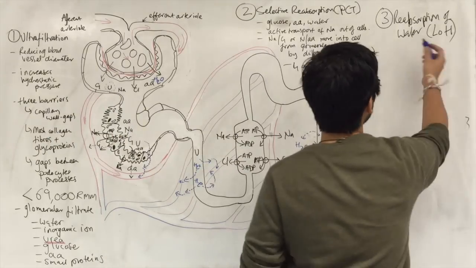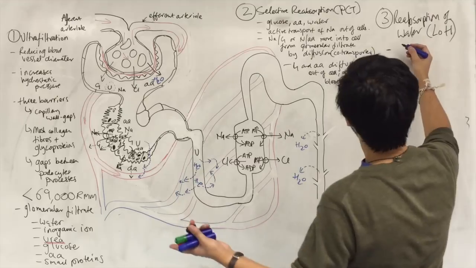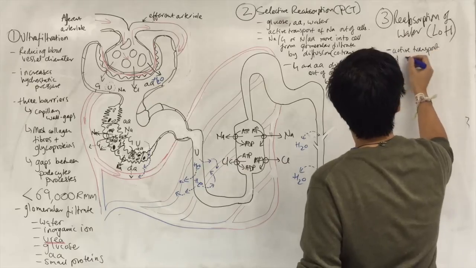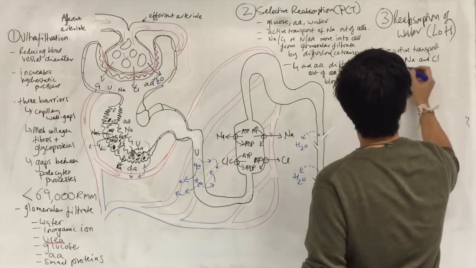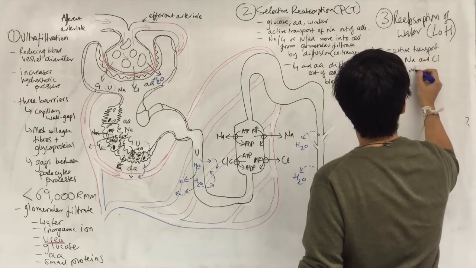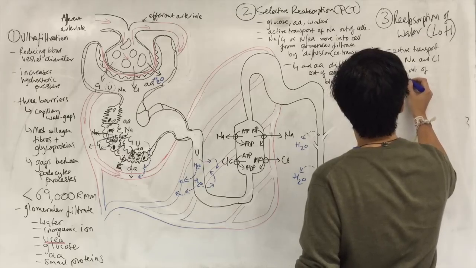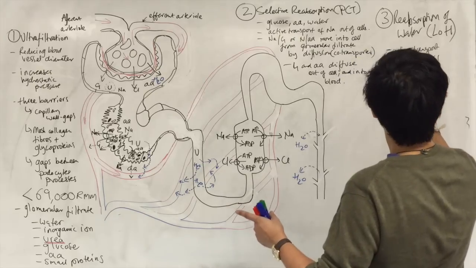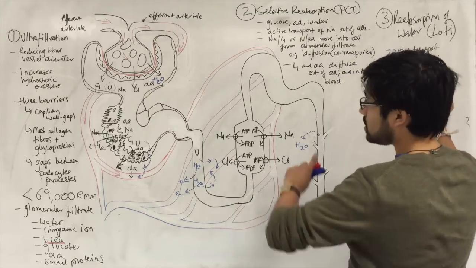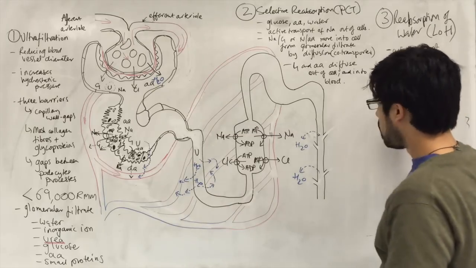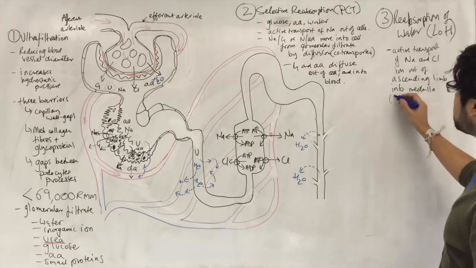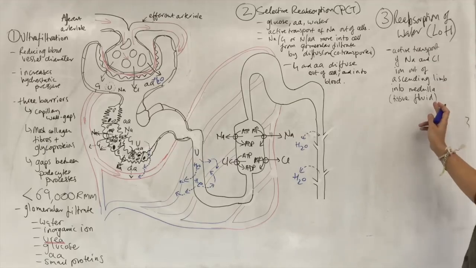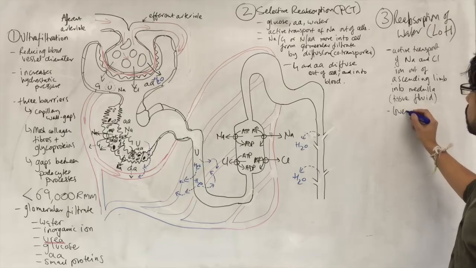So what were the main points? Reabsorption of water. Essentially, active transport of sodium and chloride ions out of the ascending limb into the medulla, basically. I mean, this is the medulla, right? So into the medulla. Okay. Let's just call that tissue fluid because it's between the cells, not within the cells anymore.